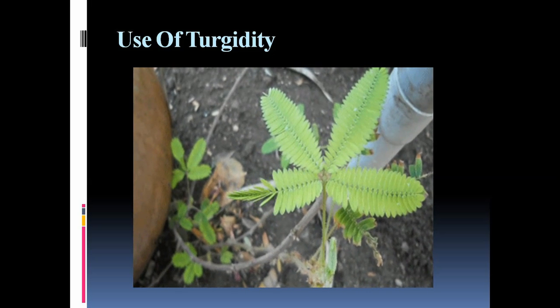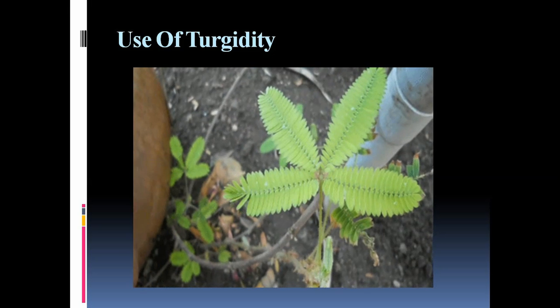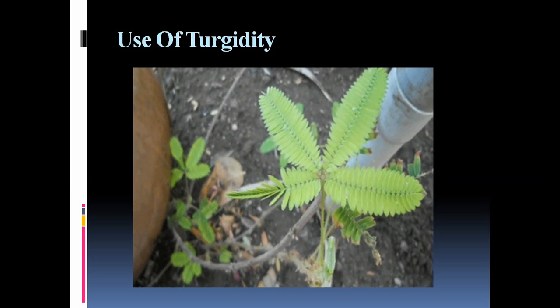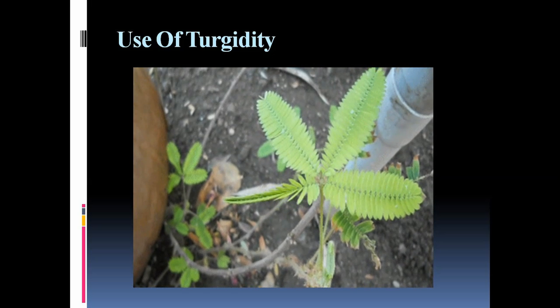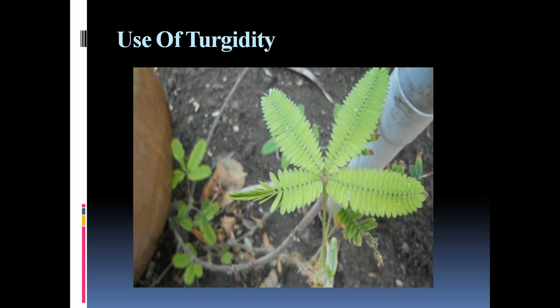And why is it happening? Because due to the stimulus of touch, the leaves are losing their turgidity one after another, especially at the base of the leaflets and at the base of the petioles. So here we see the application or use of turgidity.